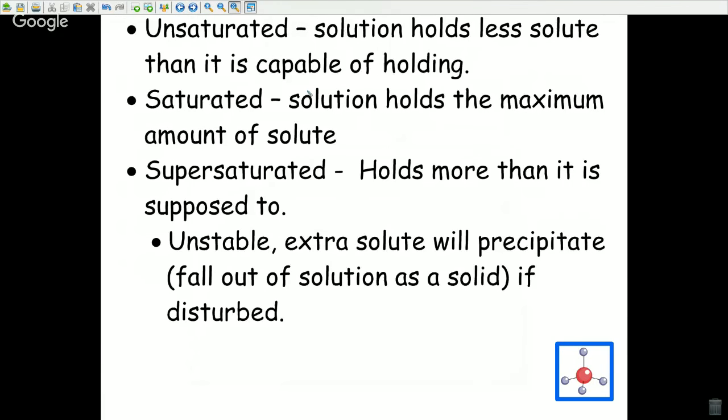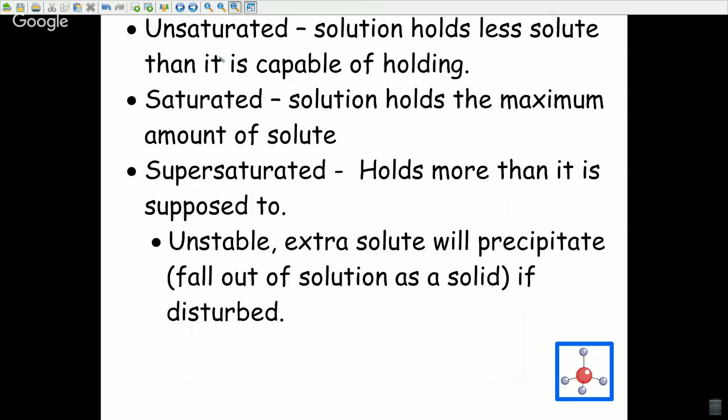Solutions can be described as being unsaturated, meaning it's not full yet, you can add more. Saturated, it's holding the maximum amount, and supersaturated, it's holding more than it's supposed to. And they're unstable, so if it's shaken, if you drop a crystal in, a piece of dust, that could be enough to actually make it solidify.